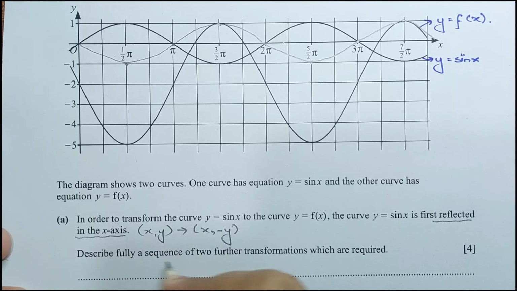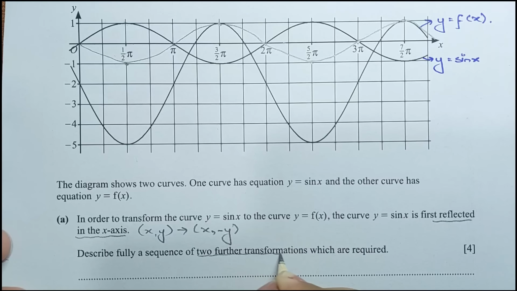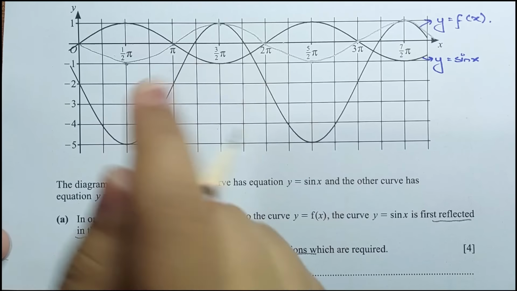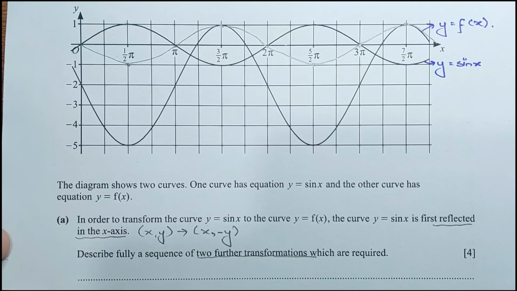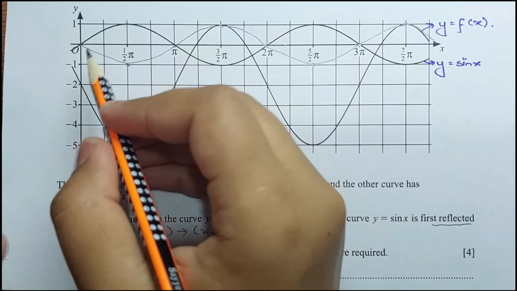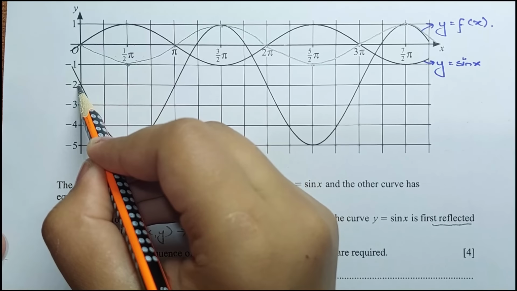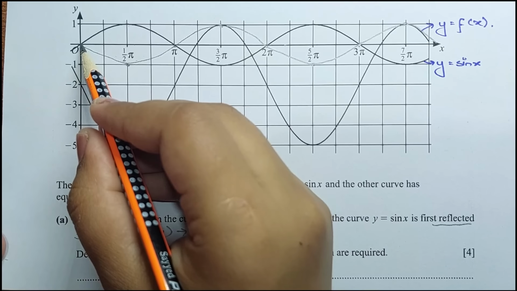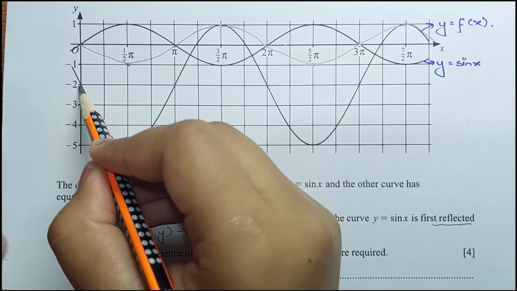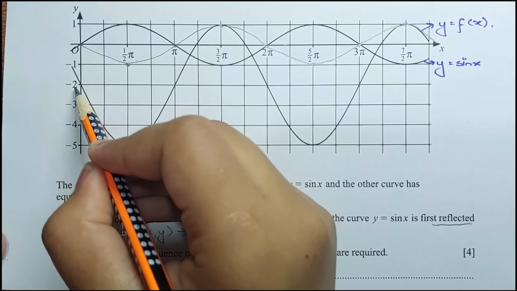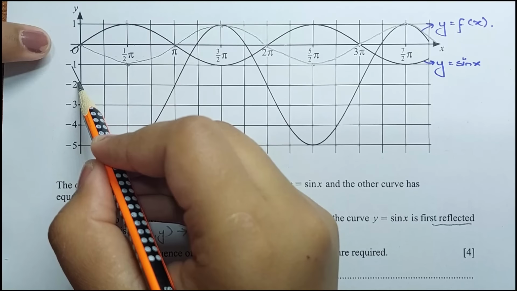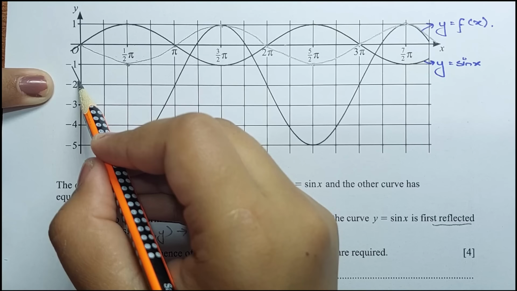Now describe fully a sequence of two further transformations which are required. So two further transformations we need. Here the starting point was 0 and now the starting point is negative 2. So obviously there is a vertical translation 2 units down.